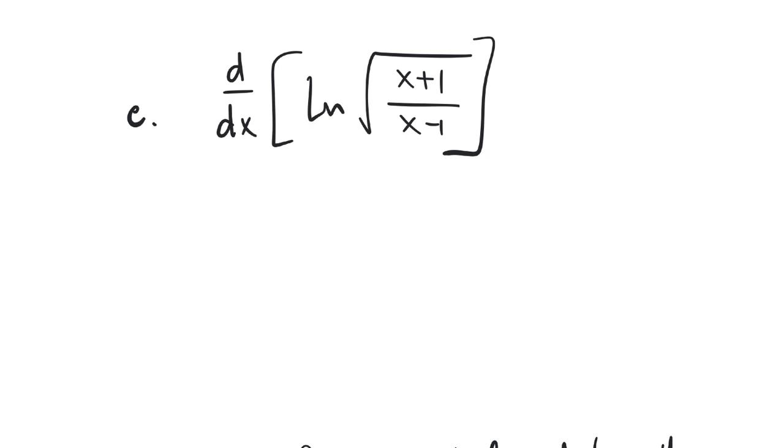Part E, we're going to do a similar thing here. I'm going to rearrange that natural log expression. So natural log, raise it to the power of 1/2 rather than the square root. And then we can move this 1/2 down in front.